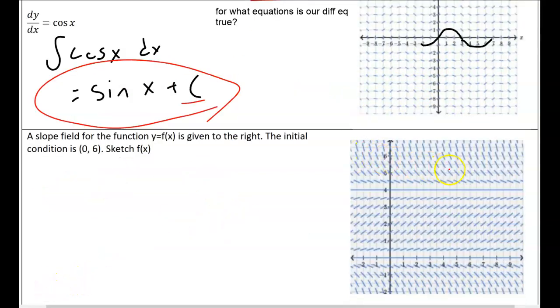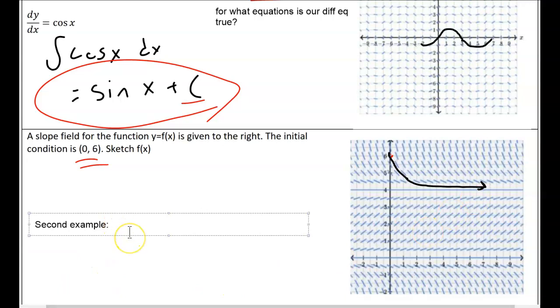Sometimes differential equations problems are as easy as just interpreting these. So we're given a slope field, and we're given this point (0, 6) as an initial condition. That means we want whatever solution passes through that point. The way I find that is I just find that tick mark at (0, 6) and follow the curves. You don't have to be super precise. Notice at this point I'm guessing, because I can see that there's an asymptote there.